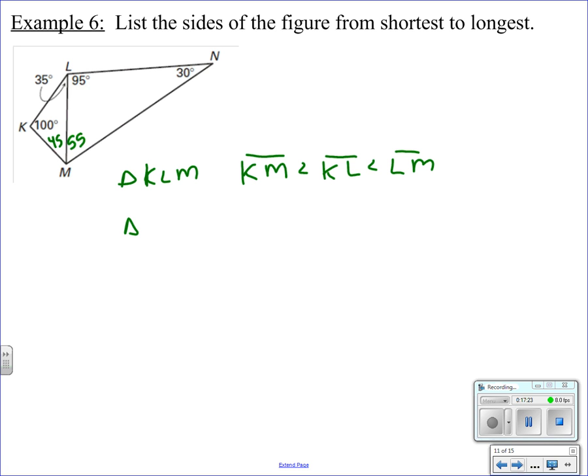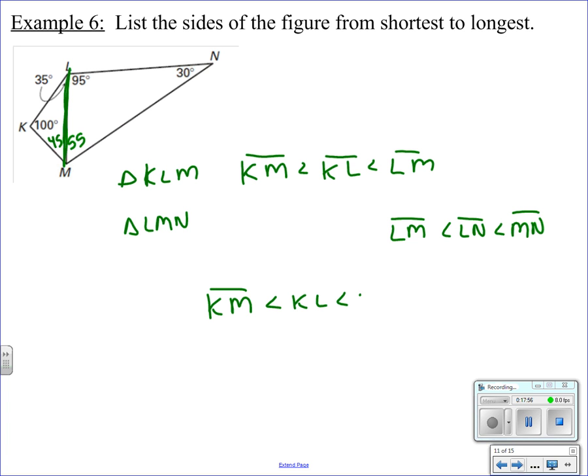In triangle LMN, the common side that we have is LM, so put that right underneath. Now LM in the other triangle, in triangle LMN, is the smallest side because it's opposite of the smallest angle. So then I rank the next largest side is LN, and our largest side is MN. So I go KM to KL to LM to LN, and then finally MN.